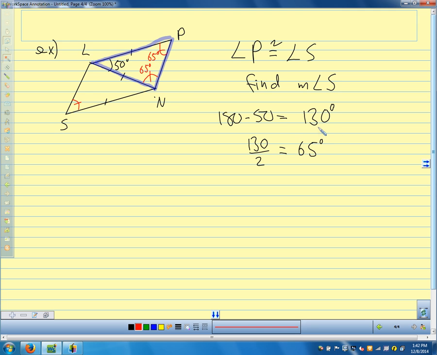Because together they are 130 degrees and they're both exactly the same. So each one has to be the same, and they have to add up to 130. So that one's 65, that one's 65. So that one has to be 65 also. So the measure of angle S equals 65 degrees. So here we had to use isosceles triangles and triangle sum. So we had to do 2 steps there.